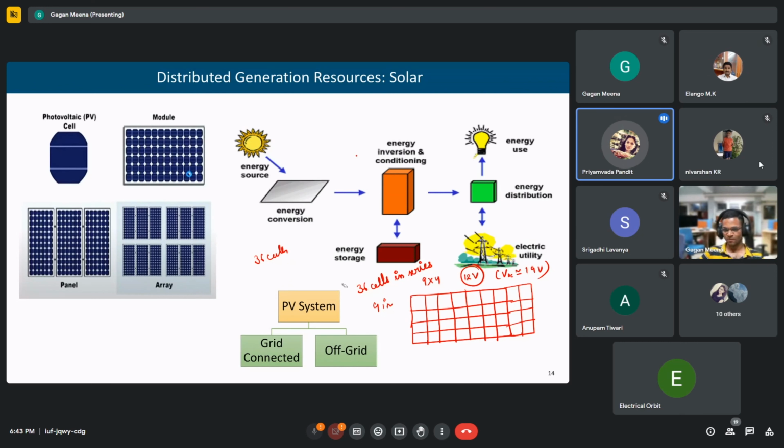Depending upon the cell material and the VOC of that specific cell, you will understand whether all of them are in series or it is a combination of series and parallel. Here, 36 cells are there and they all are connected in series. If you divide 12 by 36, you will get 0.33 volts. So each cell is producing only 0.3 volt here. The VOC is different from the actual voltage. Each cell produces 0.5 to 0.6 volt; it depends upon which type of cell we are using, so for different types of cell, the voltage it can produce is different.